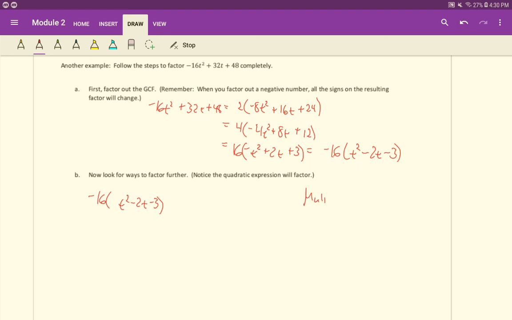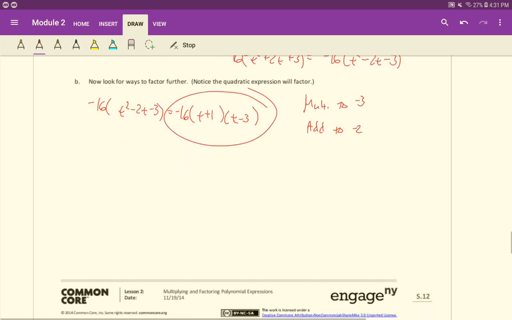So we want to multiply to negative 3. We want to add to negative 2. So again, think of two numbers that multiply to make negative 3 and add to make negative 2. Okay, what are those two numbers? It's negative 3 and positive 1. Or you might have written positive 1 and negative 3 like that, and that's fine, whatever order you want. And there it is, completely factored.